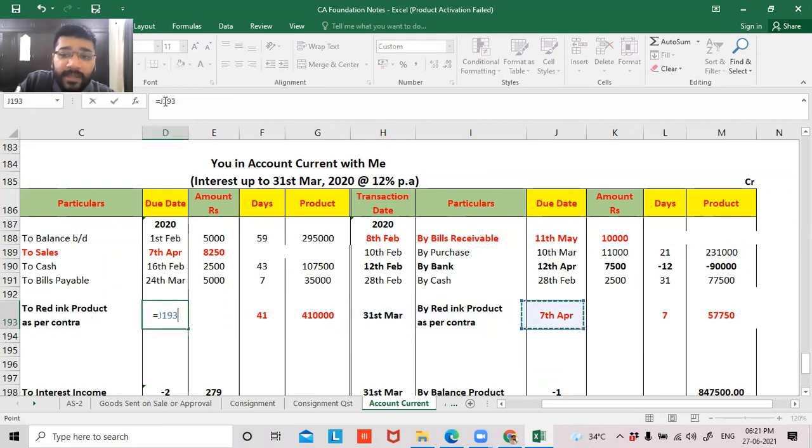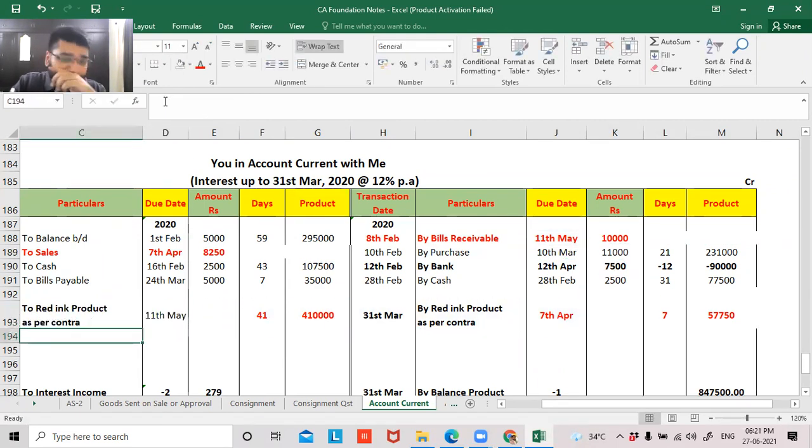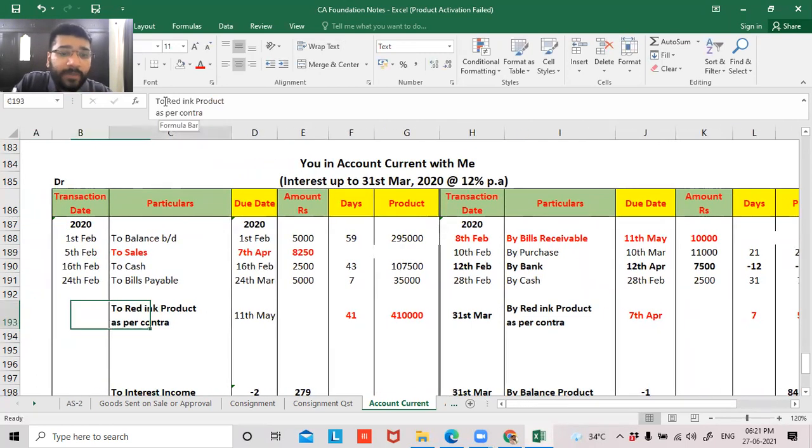What will be the due date? Same due date as mentioned for this transaction, 11th May. What will be the transaction date? 31st March. 31st March is the transaction date. Tell me, guys, any problem in this?